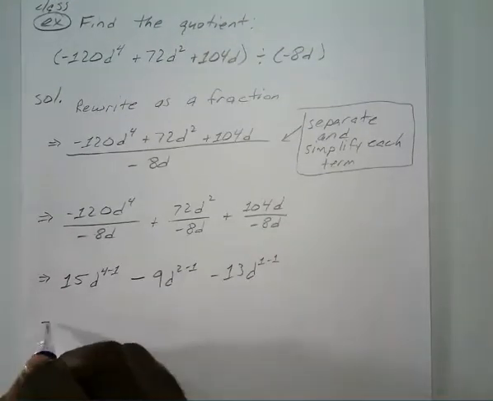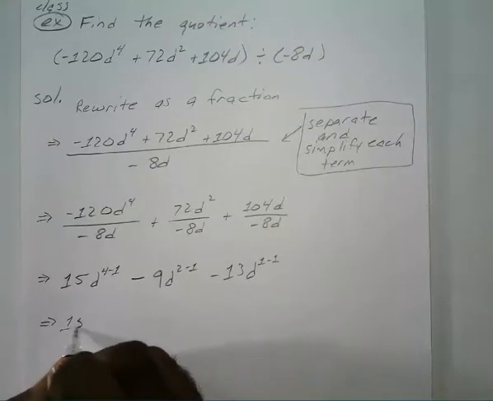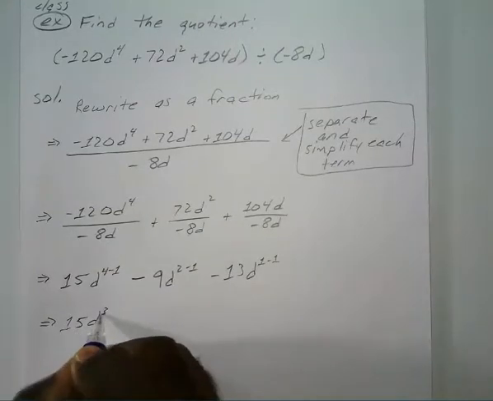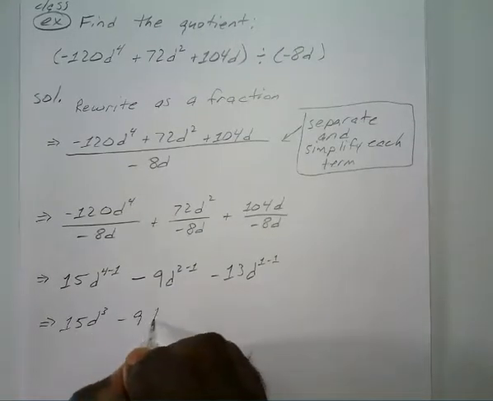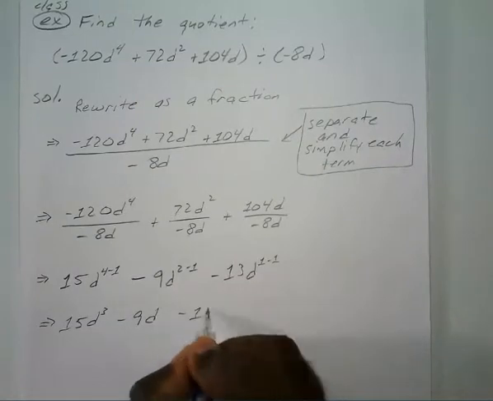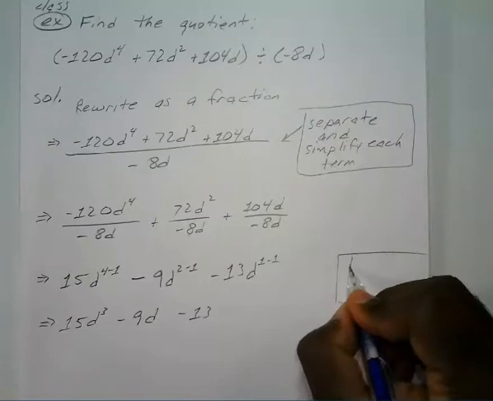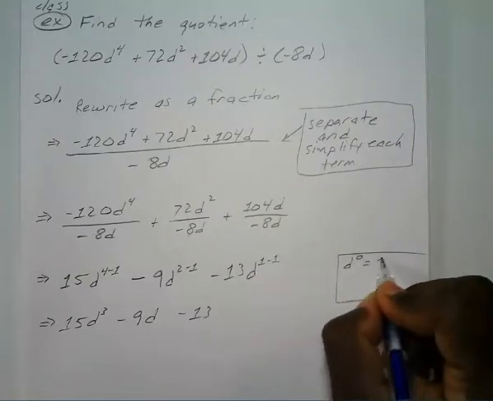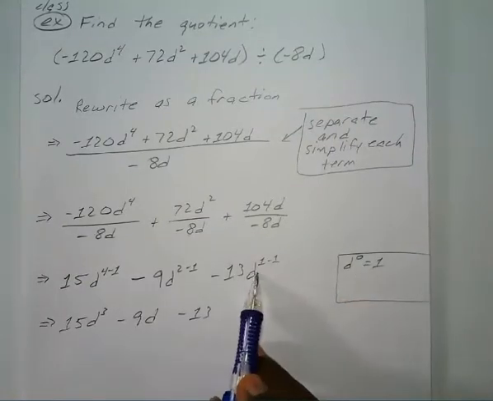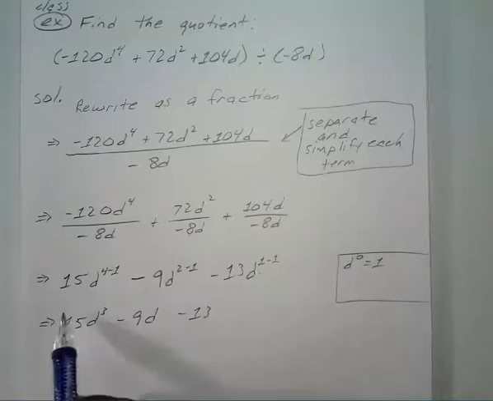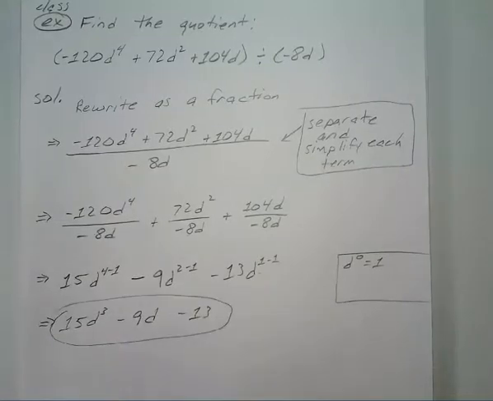Alright, so to simplify that, you have 15 d to the third power minus 9d minus 13, since d to the 0 power is equal to 1. So technically you have negative 13 times 1, which is just negative 13. And that is your final answer there.